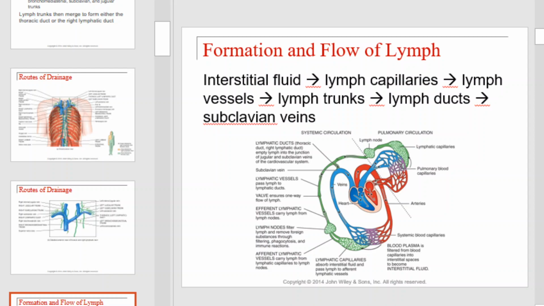The formation and flow of lymph. Lymph begins as interstitial fluid, which enters lymph capillaries, lymph vessels, lymph trunks, and then moves to lymph ducts and subclavian veins. This diagram illustrates the movement of interstitial fluid through those lymphatics.